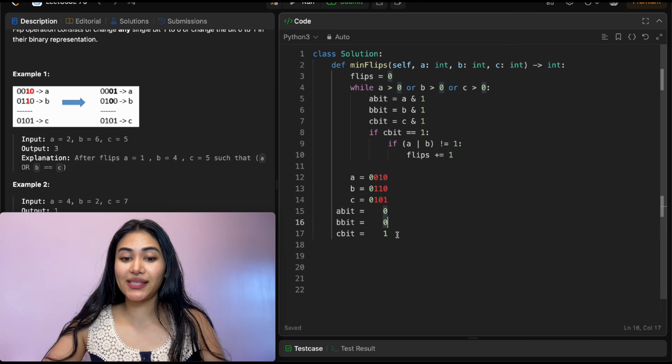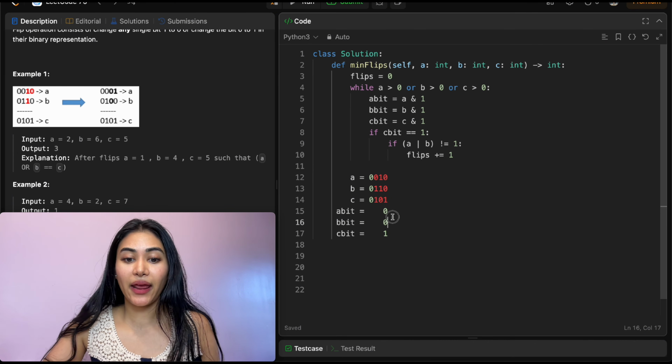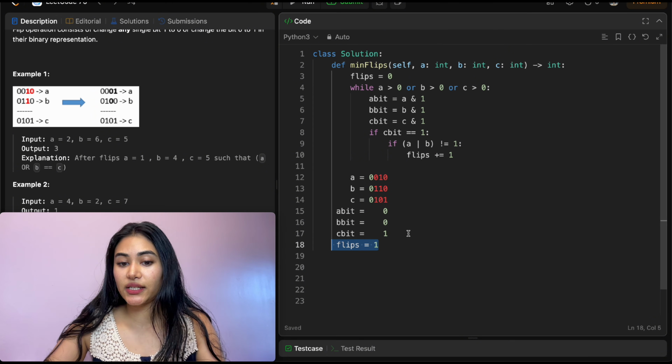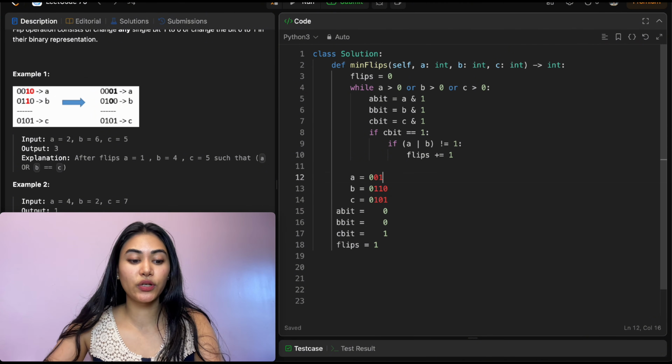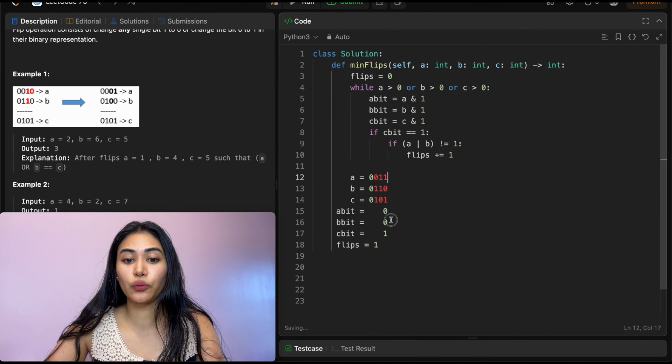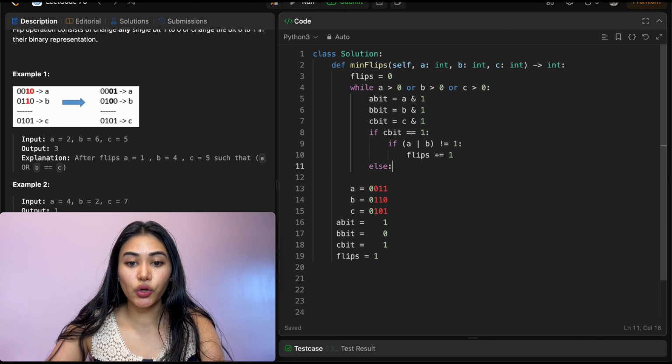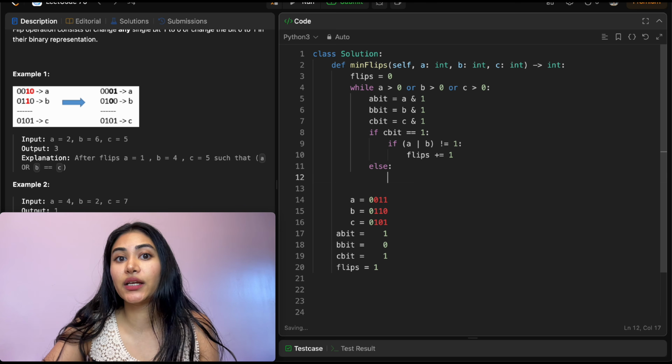And in this example, we see that that is the case. C bit is 1, but A ORed with B is not 1. So we're going to have one flip. So flips is going to equal 1, and intuitively all that means is we flipped one bit for A or B, so the A or B is now going to be 1. If that's not the case, so else, we have C bit equaling 0.